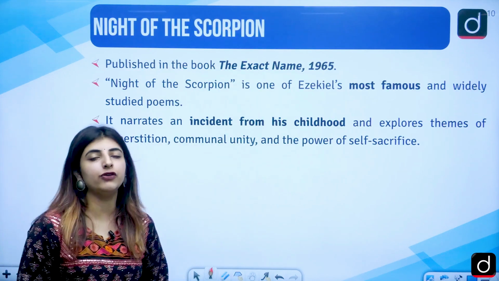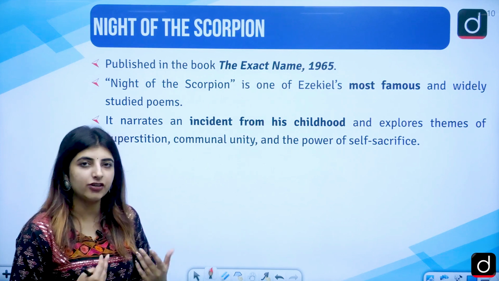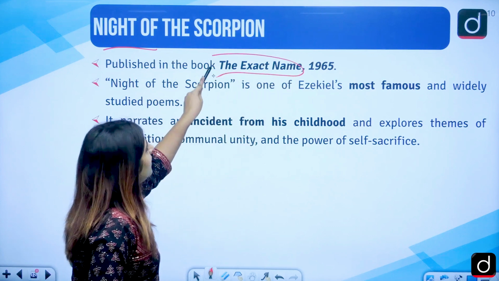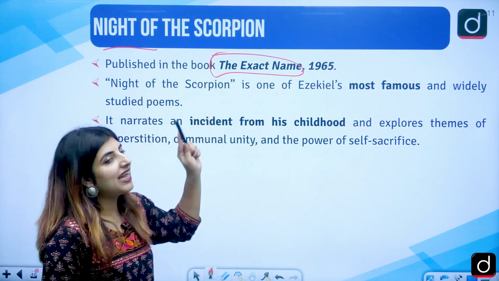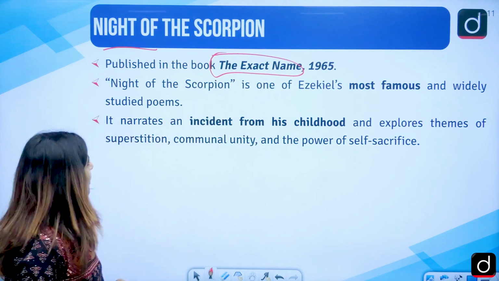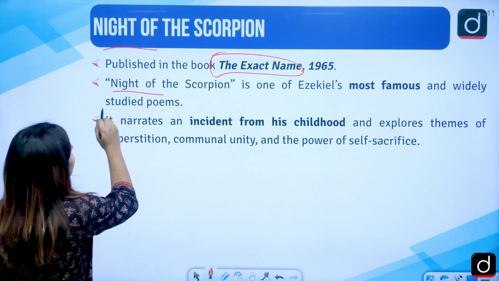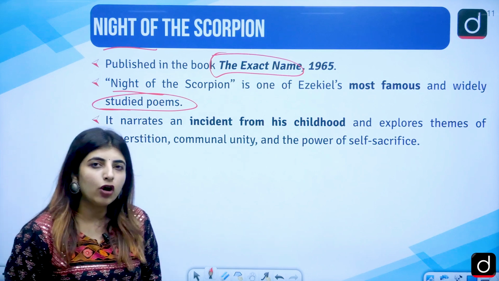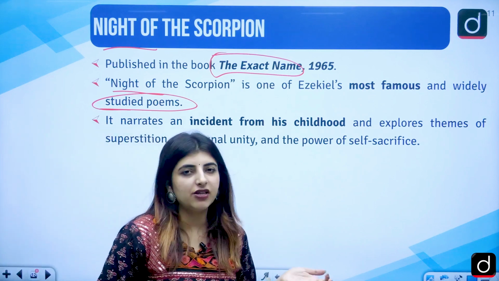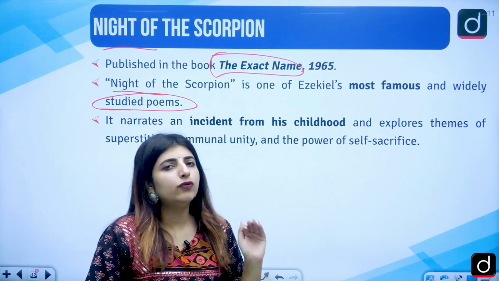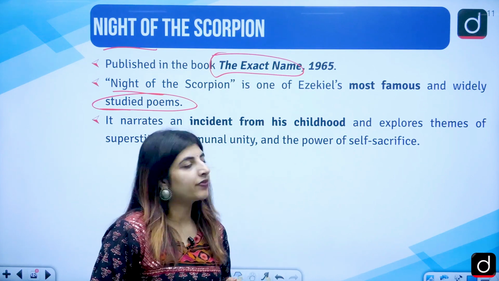The first poem that we are going to deal with in today's lecture, in today's YouTube video, is Night of the Scorpion, which was published in this very collection, 1965. It is one of his most famous and widely studied poems. And I'm sure some of you, if you had a bachelor's in English honors, would have read this particular poem.